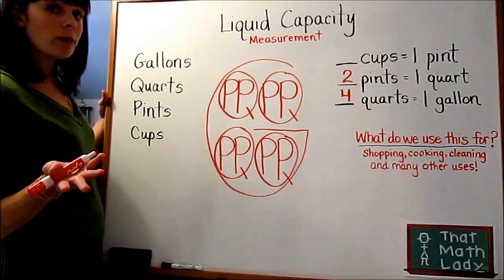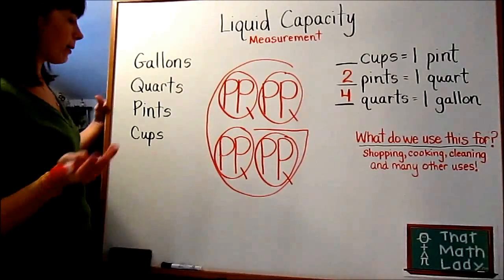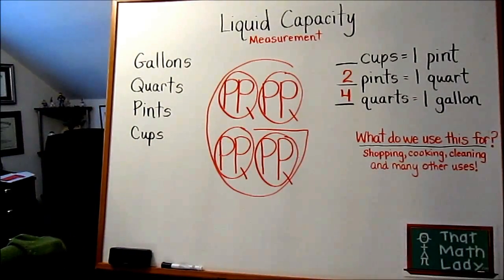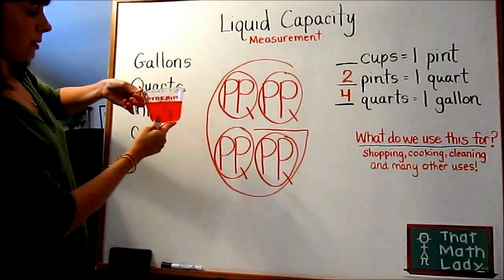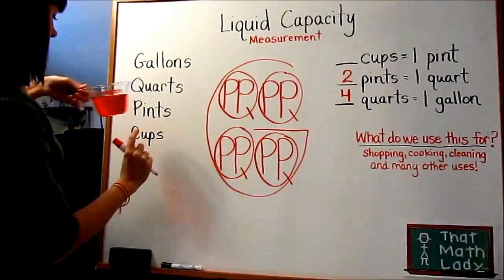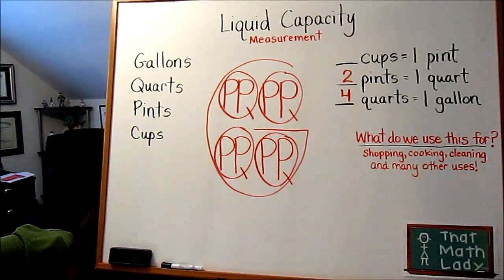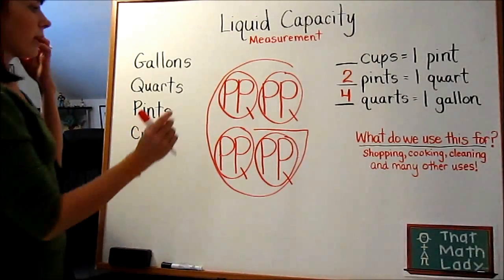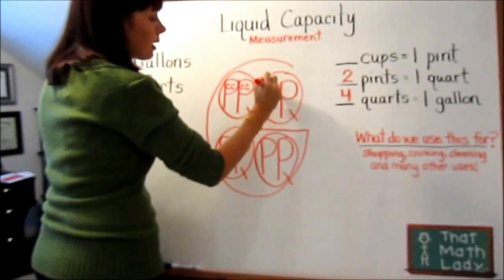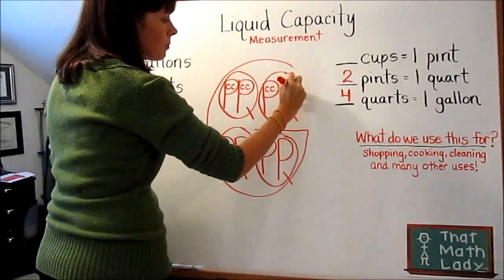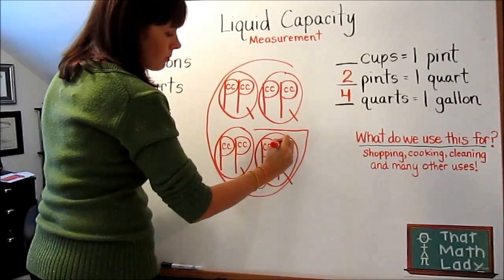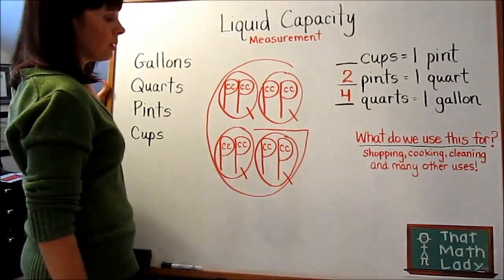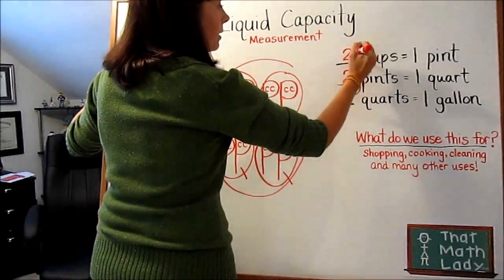And then the next size down, which we use a lot when we're cooking and baking, is a cup. And here's 1 cup, about to there. And each pint is 2 cups. So there's 2 cups in 1 pint.